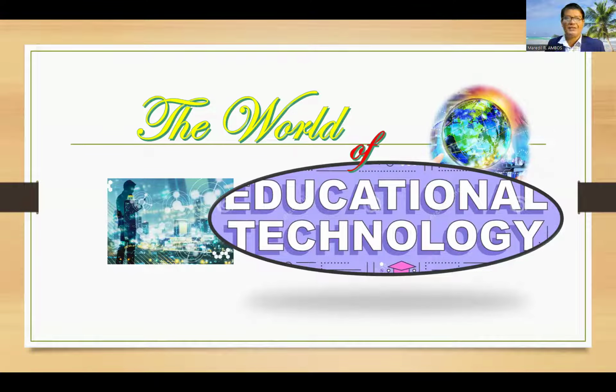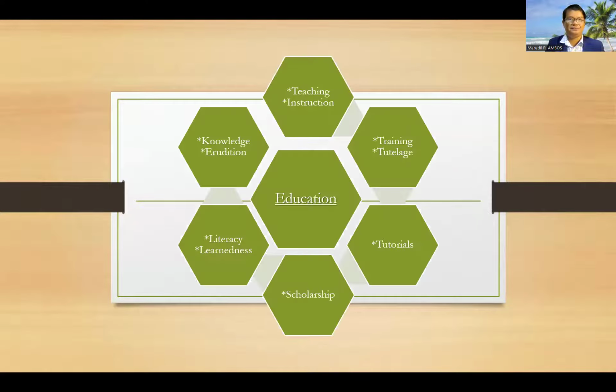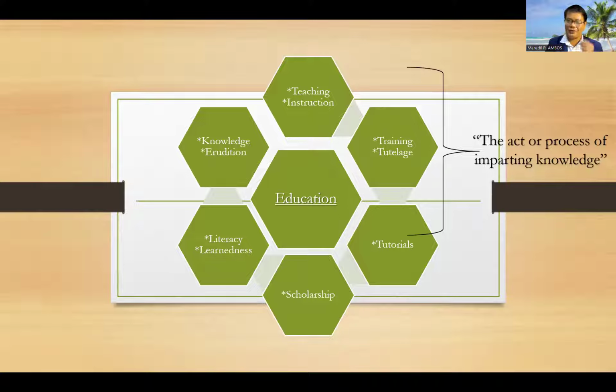Let's first define education and, of course, technology. In the word education, we have the following words associated with it. You can see here teaching. We have also instruction. We have training, tutelage, and tutorials. So if you're going to have teaching and training, of course, it is an action. By having such words, we have this definition: it is the act or process of imparting knowledge.